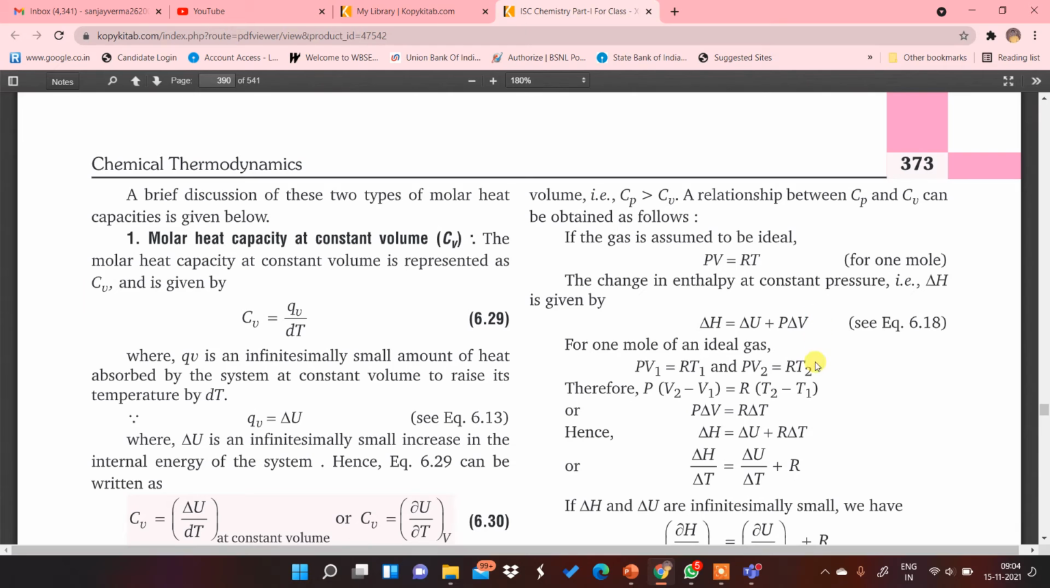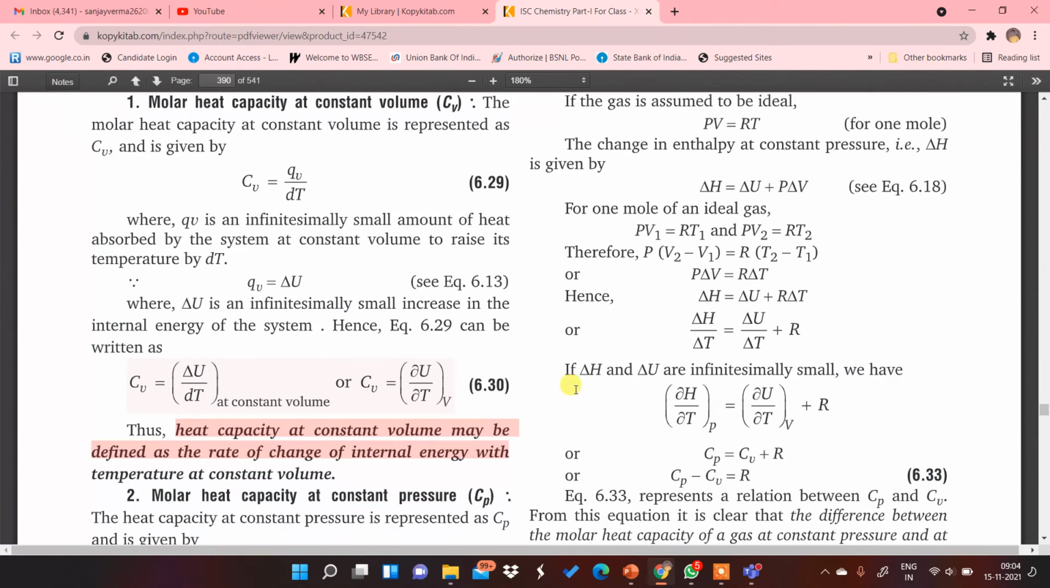Instead of P delta V, we have put what? R delta T, and worked out a relationship over here. Delta H by delta T is equal to delta U by delta T plus R. Now we know delta H and delta U are infinitesimally small. Instead of delta H by delta T, we are putting Cp. This is Cp, and this one is Cv. So Cp is equal to Cv plus R, or we can say Cp minus Cv is equal to R. It is a constant.